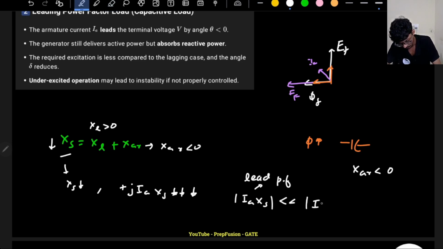than the magnitude of IA into XS in case of a lagging power factor load.